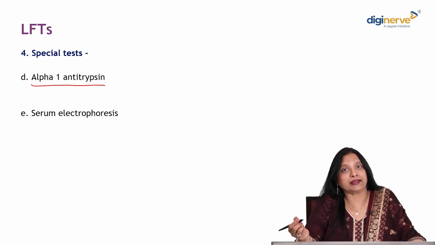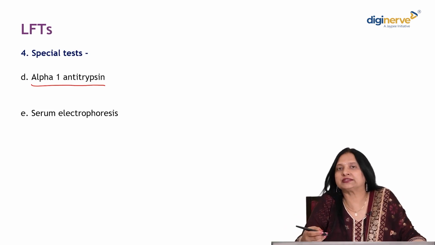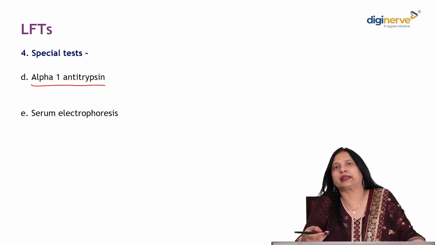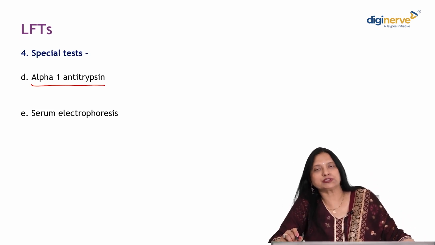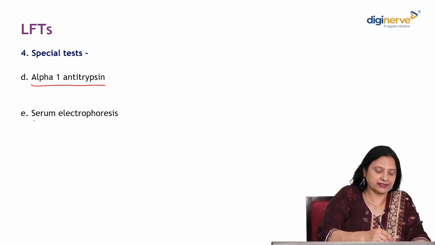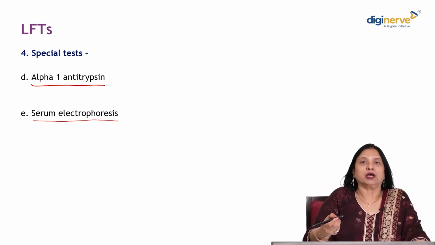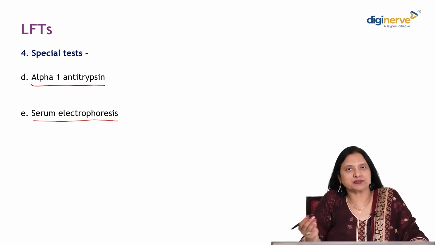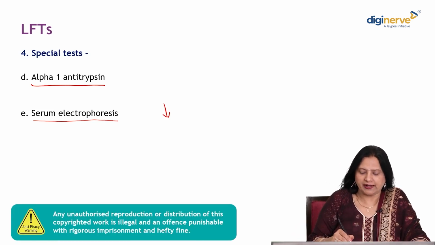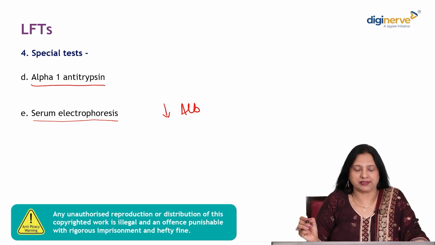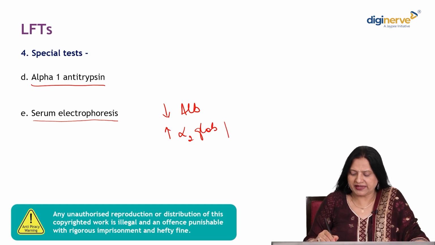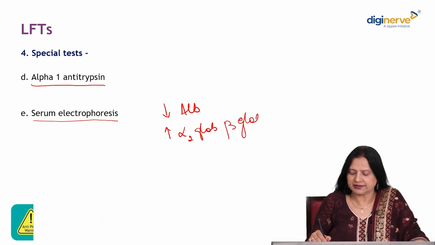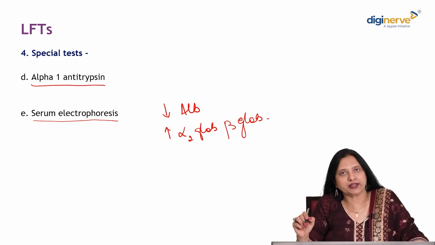Now this is an acute phase reactant, so obviously it increases whenever there is any kind of trauma or infection, and decreased levels are seen in cirrhosis as well as lung emphysema. So next is serum electrophoresis. On serum electrophoresis, various plasma proteins get separated out. In cirrhosis, there is a decrease in albumin levels, whereas increased alpha-2 globulins as well as beta globulins indicate biliary cirrhosis or biliary obstructions.